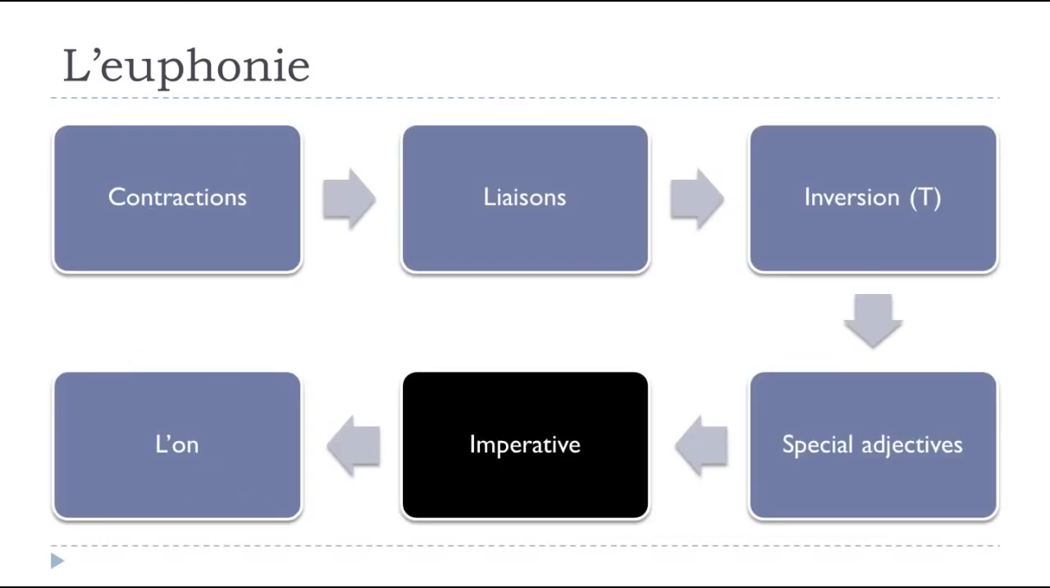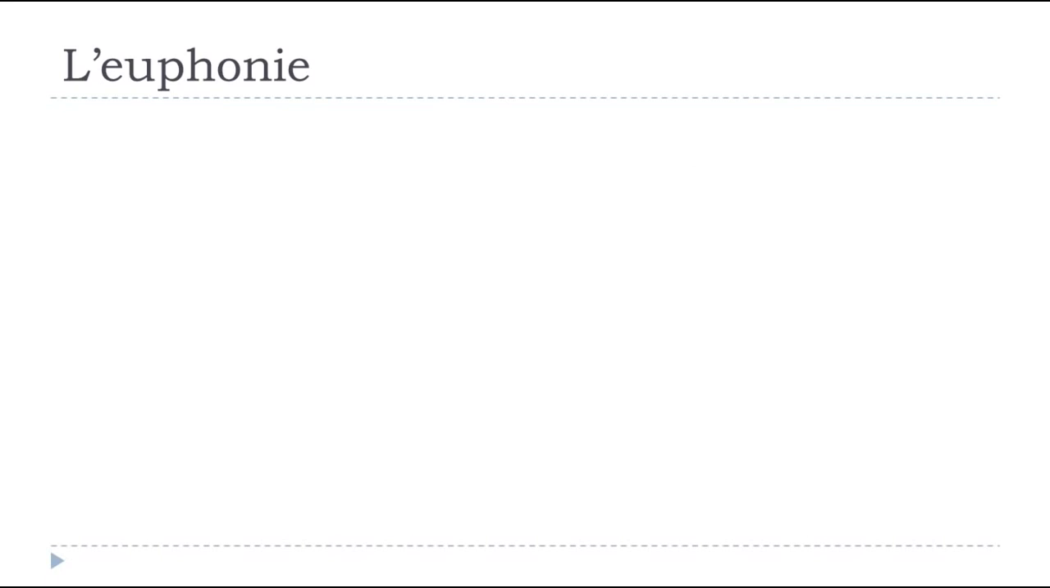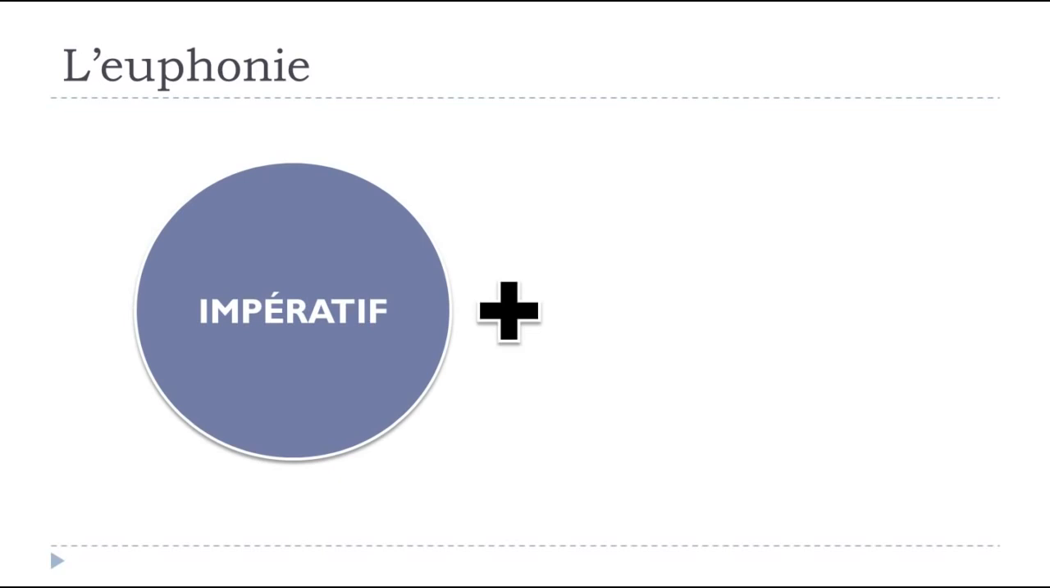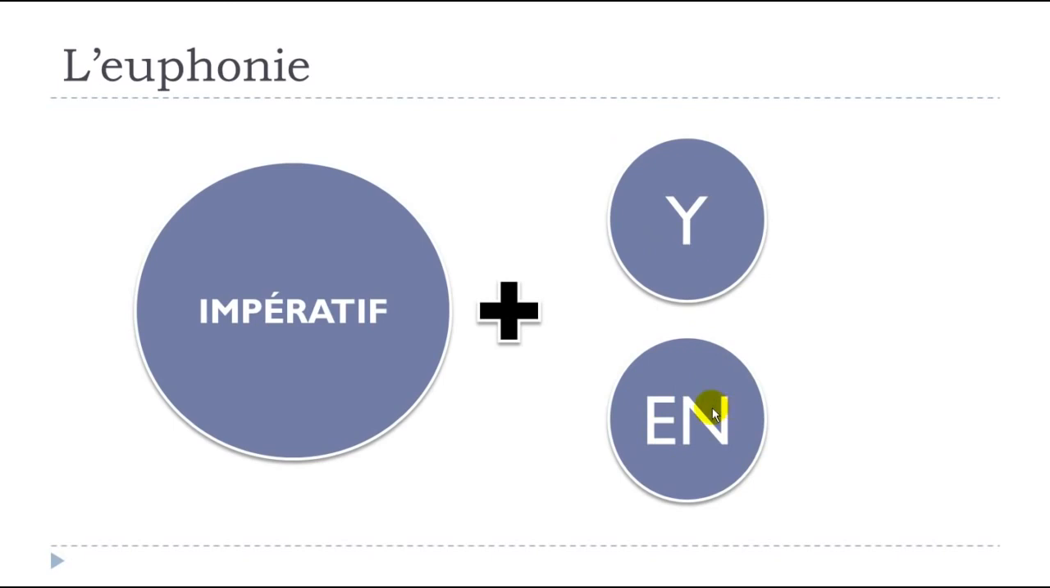Let's see now the imperative form, l'impératif. It's quite interesting because l'impératif, if you combine it with le pronom y, pronounced I, and then le pronom en, we'll see how it works. For instance, you take the verb aller. Aller is really tricky, so take the time and concentrate now.